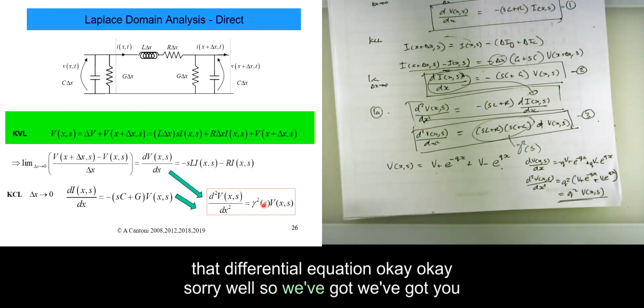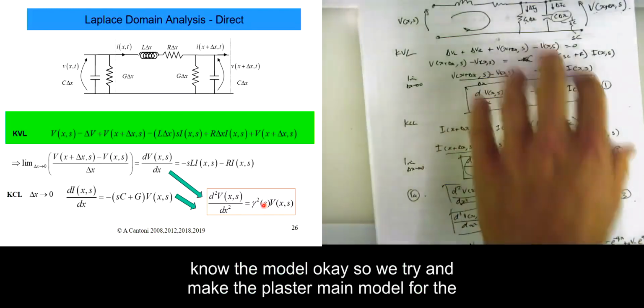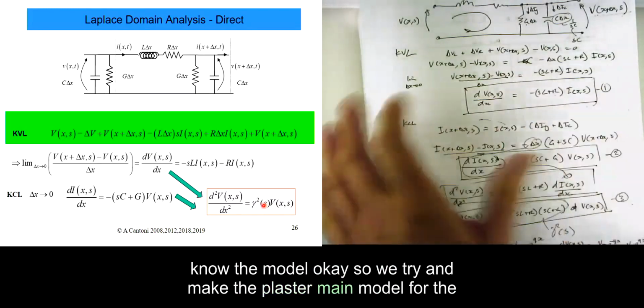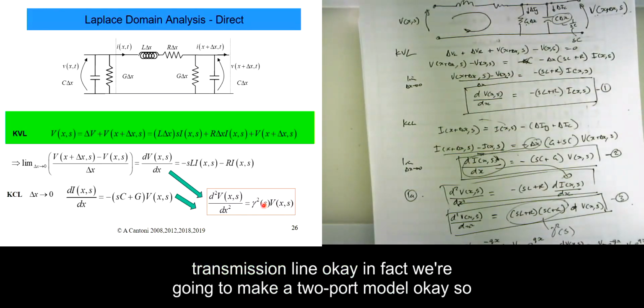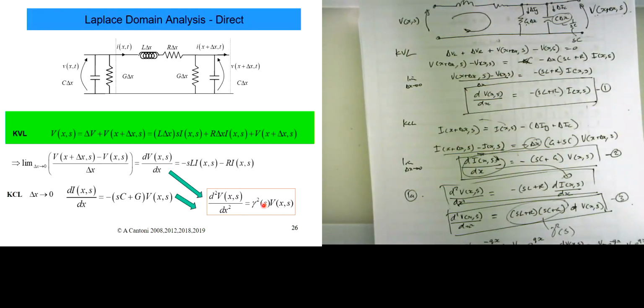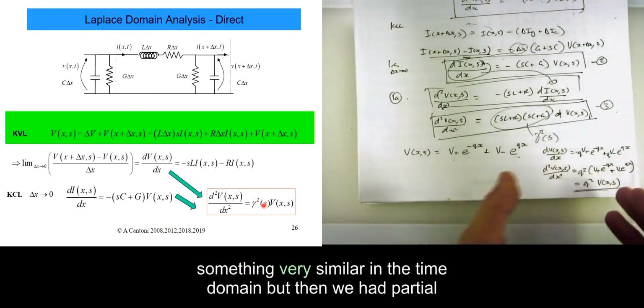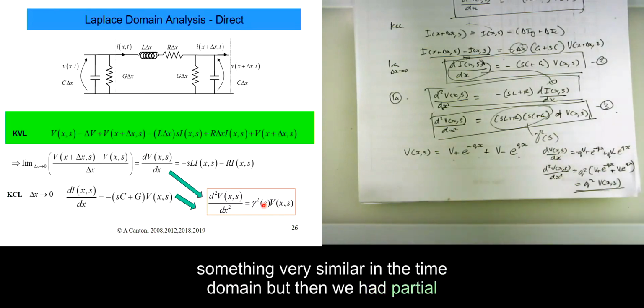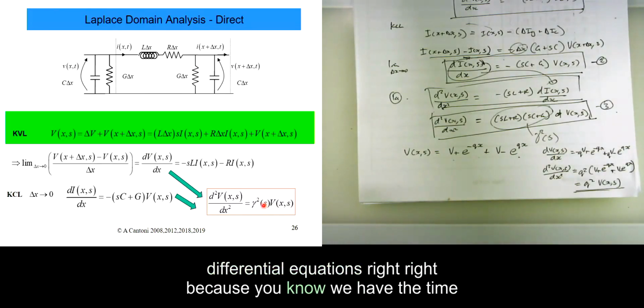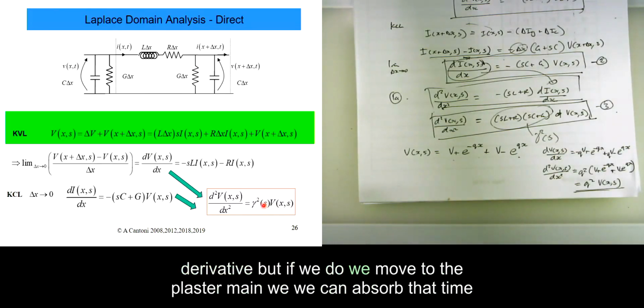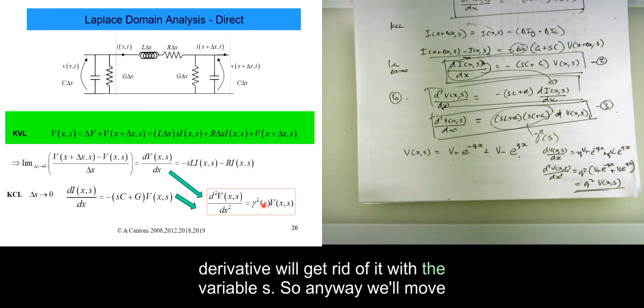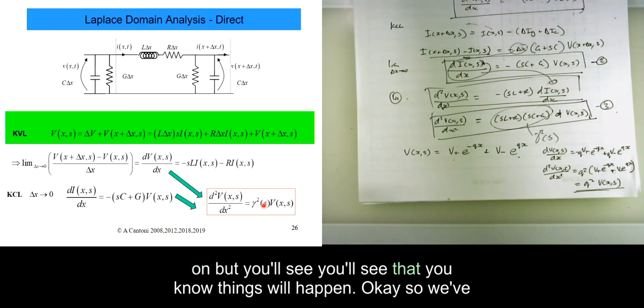So we've got the model. We're trying to make a Laplace domain model for the transmission line, and in fact we're going to make a two-port model, so we're getting all the equations set up. We did something very similar in the time domain, but then we had partial differential equations, because we have the time derivative. But if we move to the Laplace domain, we can absorb that time derivative, or get rid of it, with the variable s. So anyway, we'll move on.